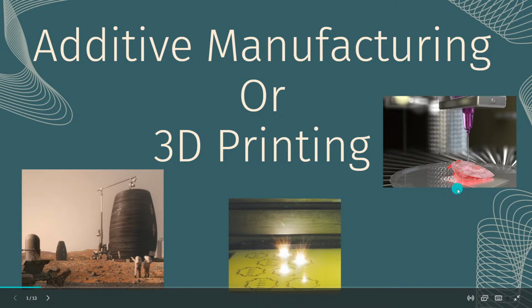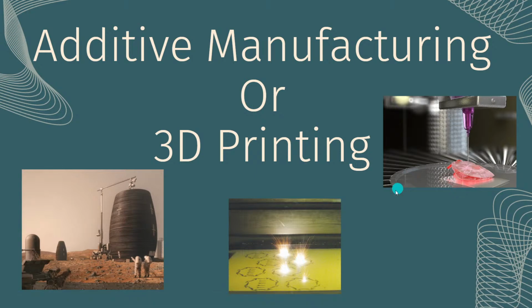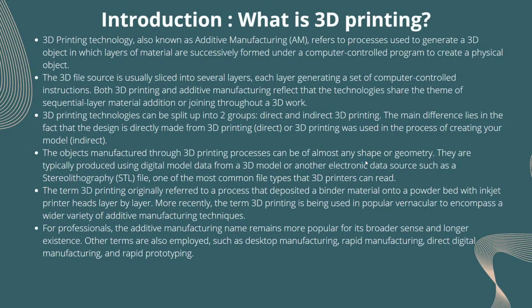So 3D printing is also called additive manufacturing. What is 3D printing? 3D printing, or additive manufacturing, is used to generate a 3D object by depositing layers of material successively. I hope everyone knows about 3D printing and has seen some videos on YouTube about it. We are basically bringing a computer model into the real world layer by layer. So that's what 3D printing is.